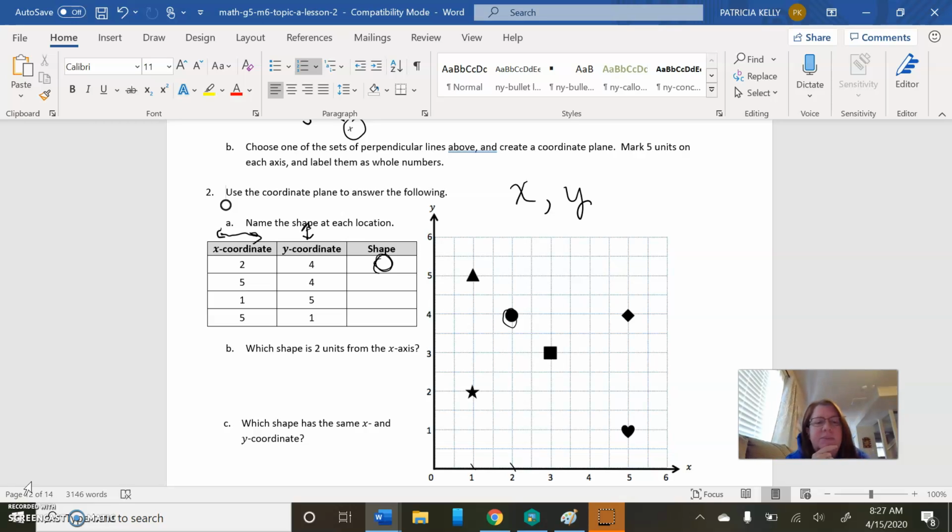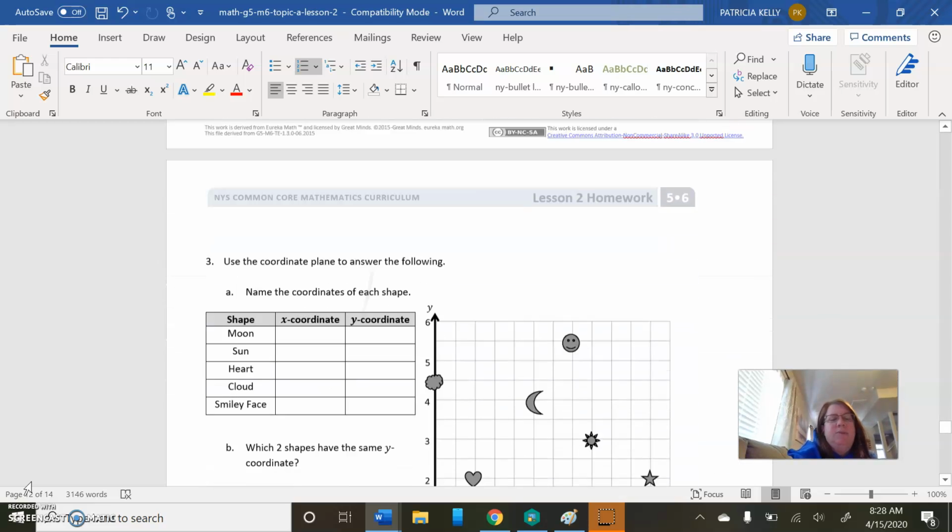And the questions below: which shape is 2 units from the x-axis? So you have to think about, okay, where's my x-axis? So that's on the bottom. Which one is 2 away from it, okay? And we're saying have the same x and y coordinate. So it means the amount of spaces over on x is the same as the amount of spaces on y. That's pretty easy.